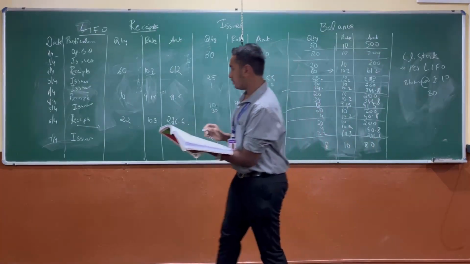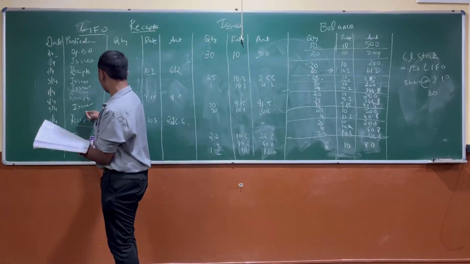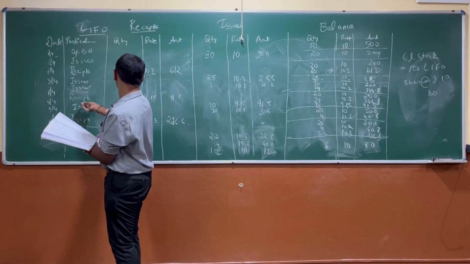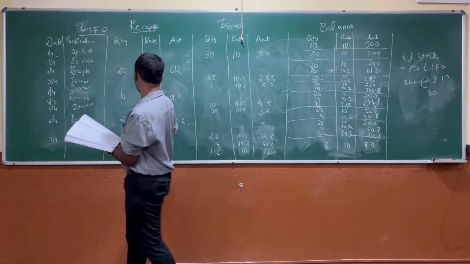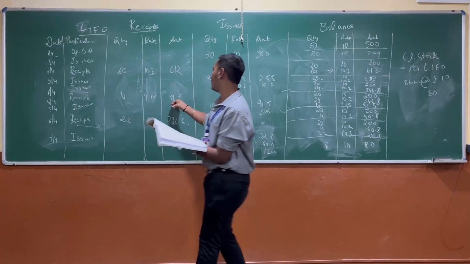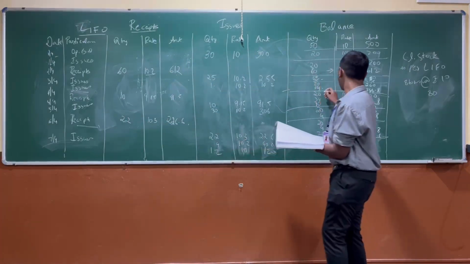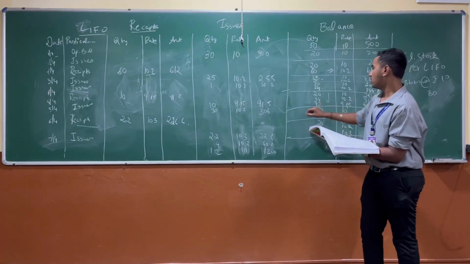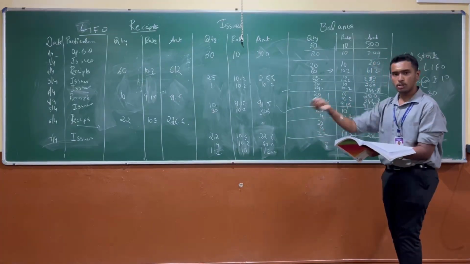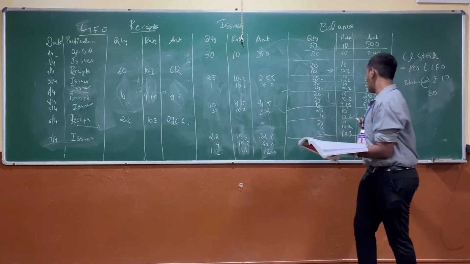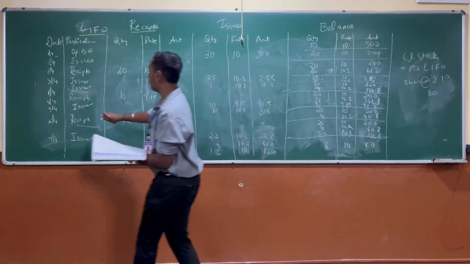Next, on 4th of April you have a new receipt of 10 tons at 9.15. You multiply it, you get 91.5, and you take it down here. So the fresh lot is taken. Now when you are issuing your goods, you are going to take it from the latest lot.